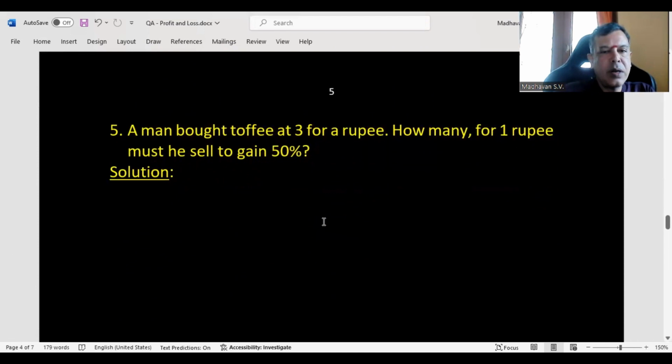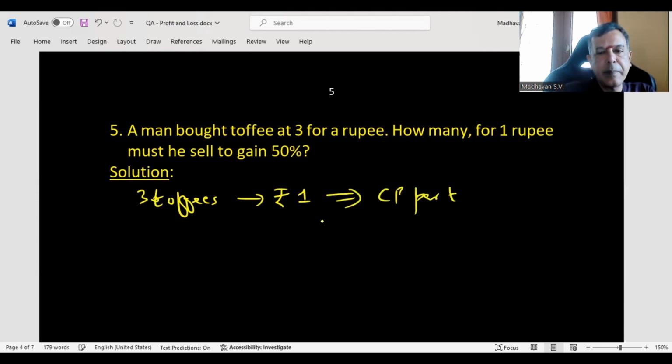A man bought toffee at 3 for 1 rupee. Means 3 toffees for rupee 1. How many for 1 rupee must he sell to gain 50%? Means from this we can arrive at the cost price per toffee, which is equal to 1 by 3.